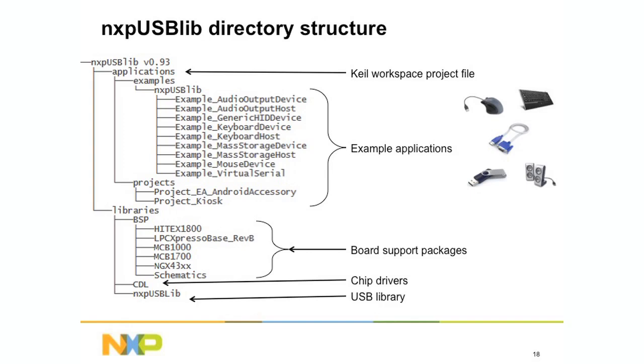This is the directory structure in the zip file that you download. Okay, so two main folders. You have an applications folder and a libraries folder. In the libraries, you're probably not going to find yourself in there unless you really want to do much, at least not in the USBlib and the CDL. The CDL, by the way, is the CMSys drivers for the different chips.